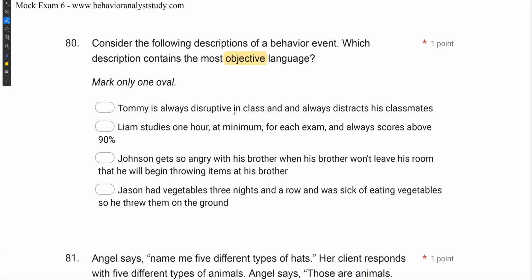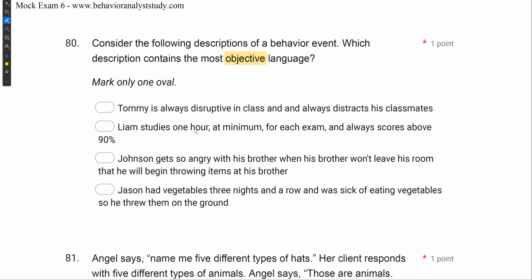So A, Tommy is always disruptive in class and always distracts his classmates. Now, a few things wrong here. This word always implies that Tommy's just always disruptive and always distracting. That can be different for different people. Same as disruptive and distracting. Those aren't really defined. There's no measurement here. It's just simply somebody saying Tommy's always disruptive, he's always distracting. That isn't necessarily the most objective description of Tommy's behavior. Can we find something better?